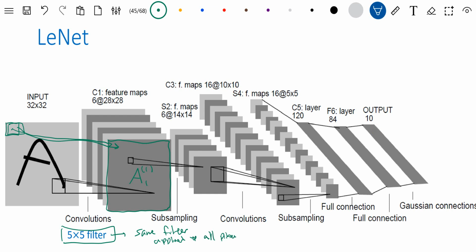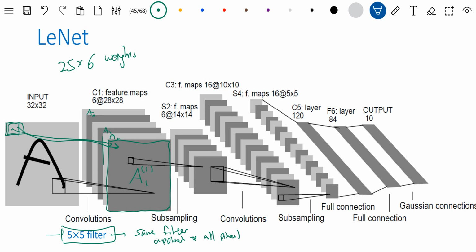all pixels. So for each one of the activation maps, we only need to train a 5 by 5 filter, which has 25 weights. So for each one, and there are 6 of them. This is A2, this is A3, until A6. There are 6 of them. So we have 25 times 6 weights in this layer.